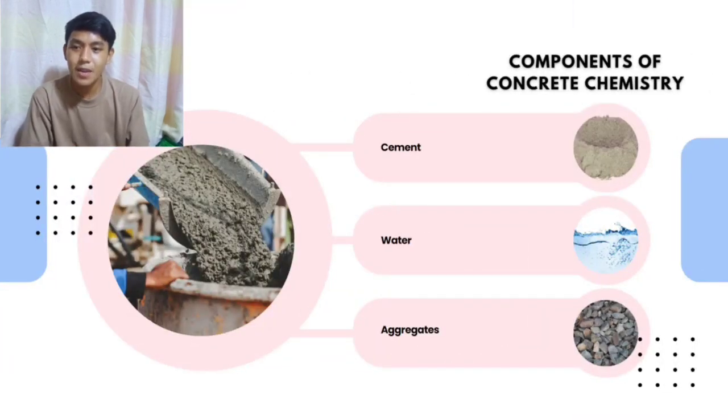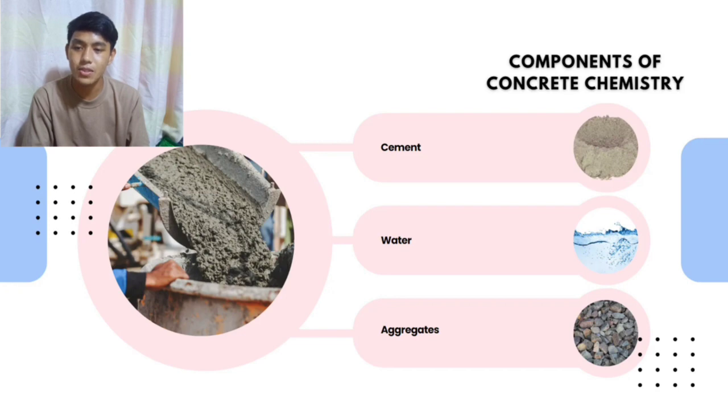Components of concrete chemistry. The chemistry of concrete involves several components, including cement, the primary component of concrete, which is made up of calcium silicate and other compounds that undergo hydration to form the solid structure of concrete. Next, water, the liquid component that reacts with cement to initiate the hydration process, forming calcium silicate hydrate and calcium hydroxide.